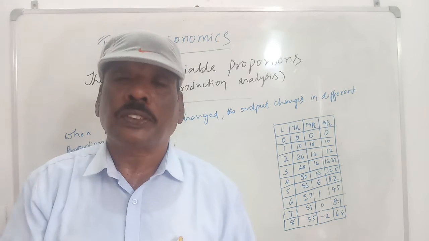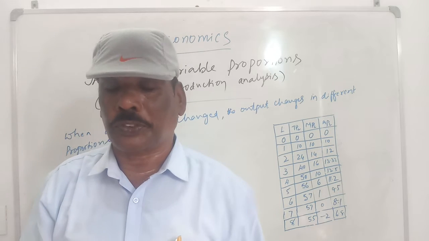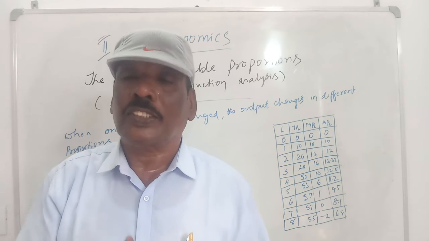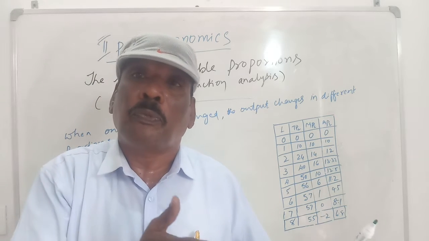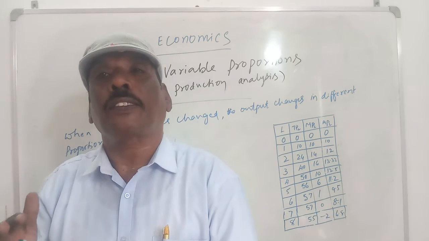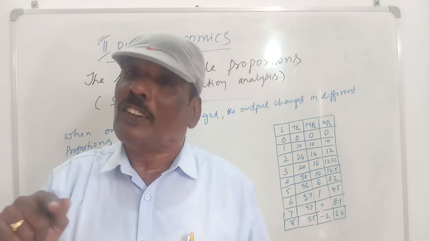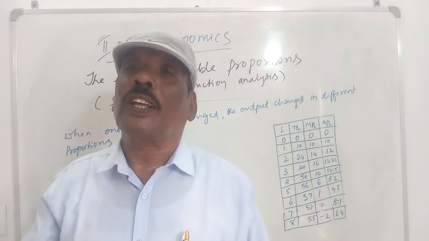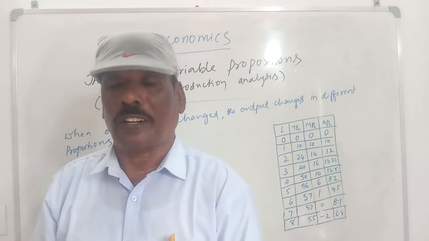The production function tells you the relationship between the inputs and the outputs. In the short run, some factors are kept constant and some factors are variables, whereas in the long run, all the factors are variables. Please understand the difference between long run and short run.